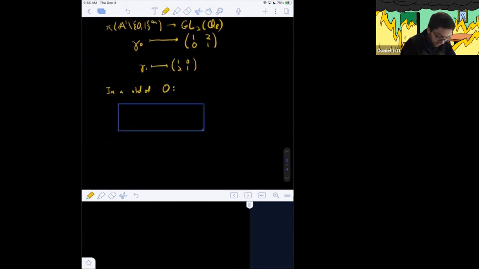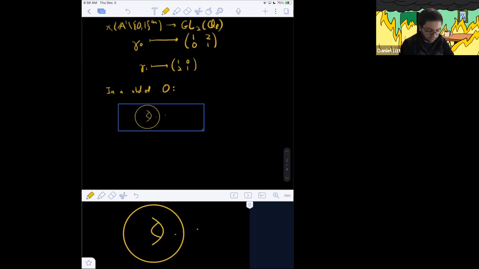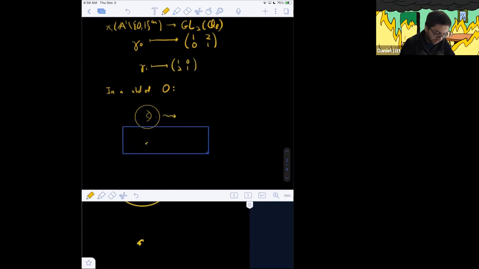So nearby 0, you're not actually at 0, so you get a smooth elliptic curve. You get a smooth elliptic curve, which looks something like this. And so this is kind of at epsilon.